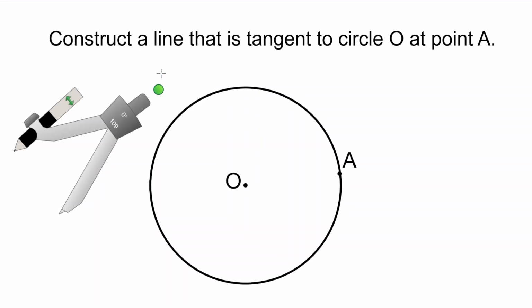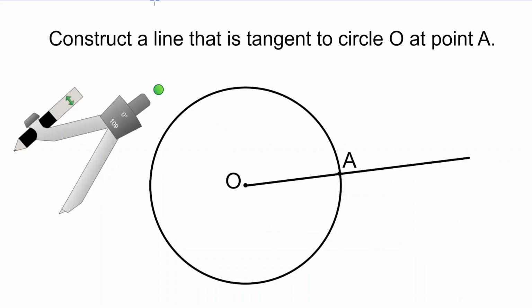So we have to construct a line that is tangent to circle O at point A. For this one, what we're going to do is connect O to A, and then extend this line segment through point A like this. That's so that we have space to construct a perpendicular line.